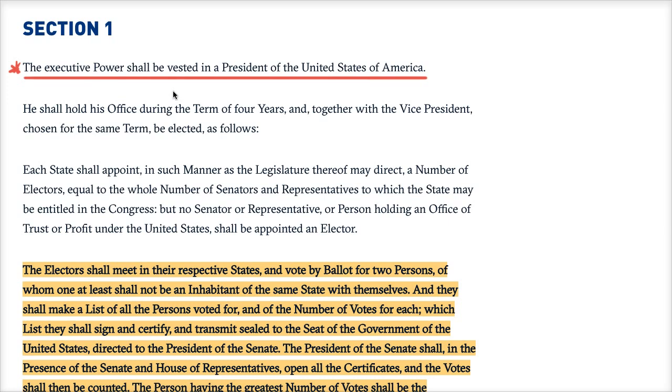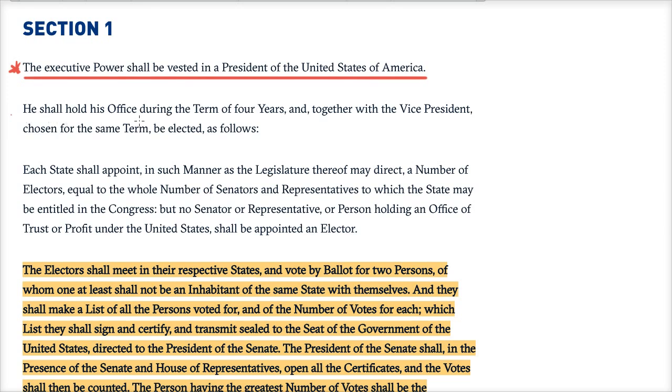No, this will be fascinating. We'll go into much more depth in future videos. And just going through the rest of Section 1, it looks like there's a lot of the mechanics of what it means to have a term of office, how you become president. Is that essentially Section 1?